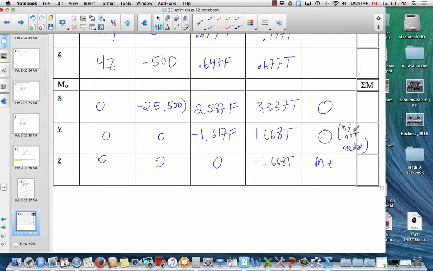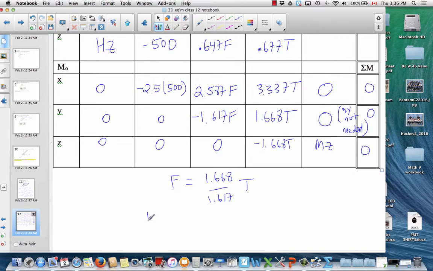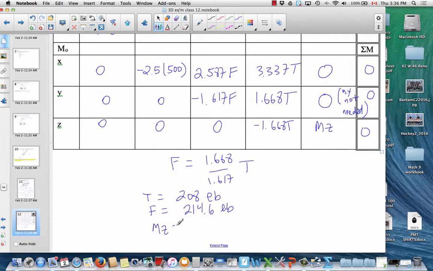So this equation here gives us a relationship between force and tension. Again, this is just two equations and two unknowns. So we know that the force will be 1.668 over 1.67 times T. And we could substitute that into this equation and then proceed to solve directly. So what we find is the tension is 208 pounds. The force F is 214.6 pounds. Then we solve for the reaction moment Z, and we find that it is 347 foot-pounds of moment. And then we solve for the hinge reaction components as well.